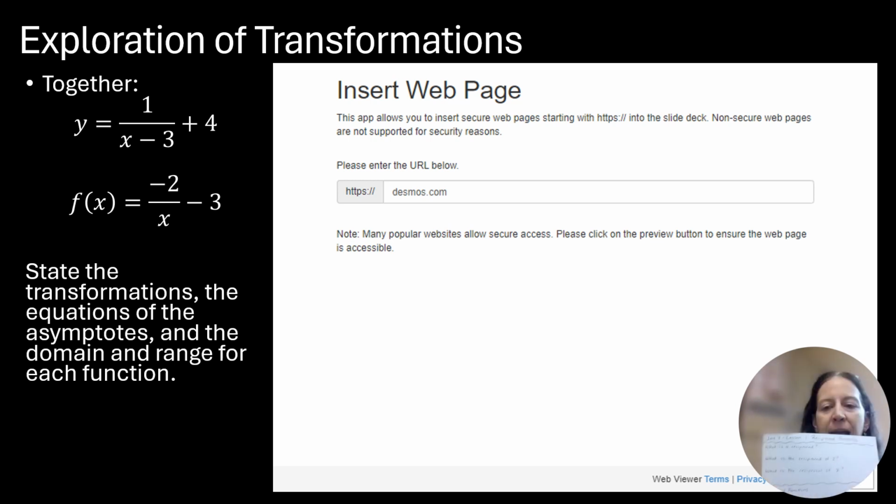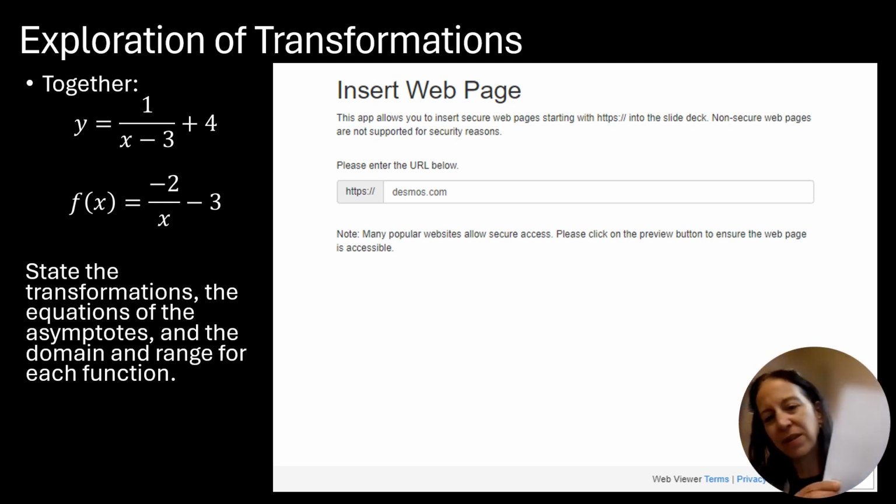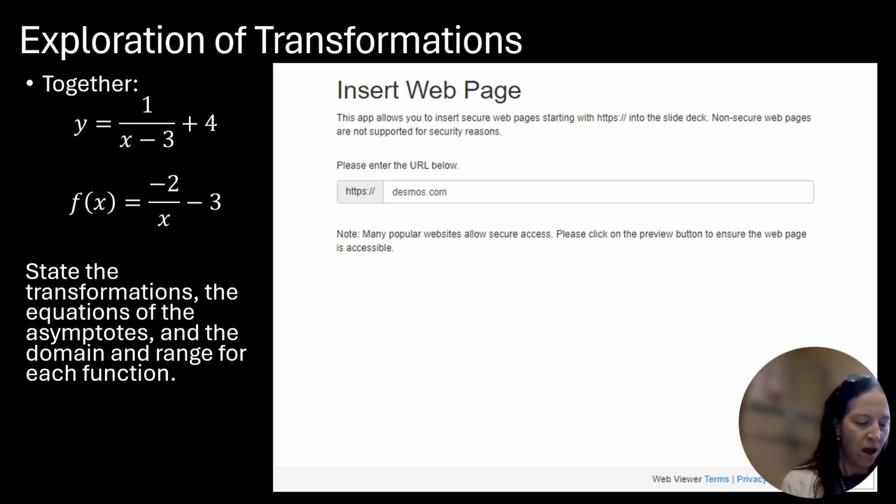But you've got a handout. We're on the back. So you should flip it over, and you're on the back. And there's space for transformation, asymptotes, domain, and range.